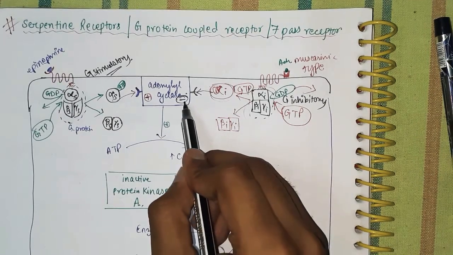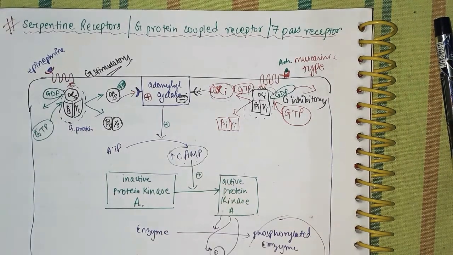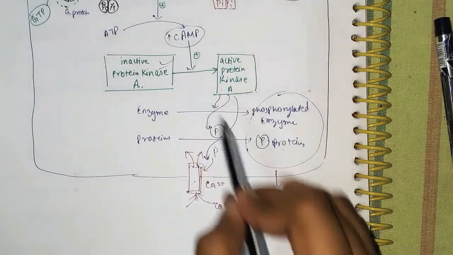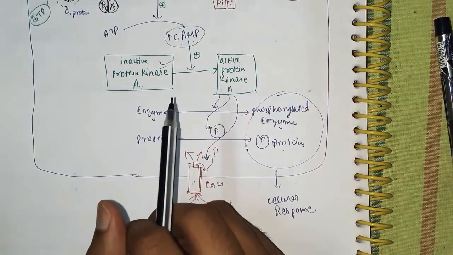Adenylyl cyclase, when it gets inactivated, reduces the cAMP level, and this in turn will not lead to activation of the inactive protein kinase A. So all this process will not occur, and the cell will get restored to its previous value.